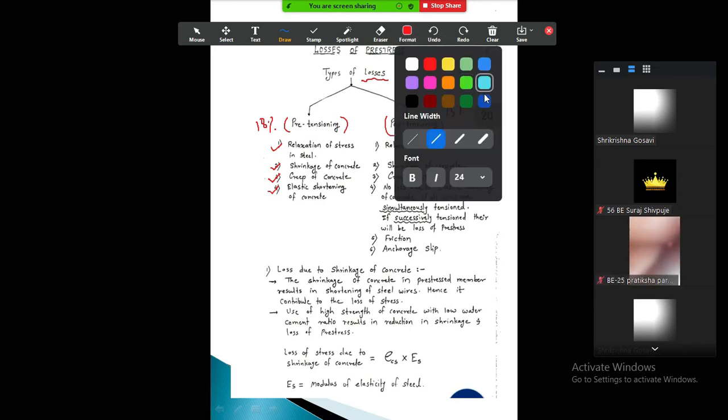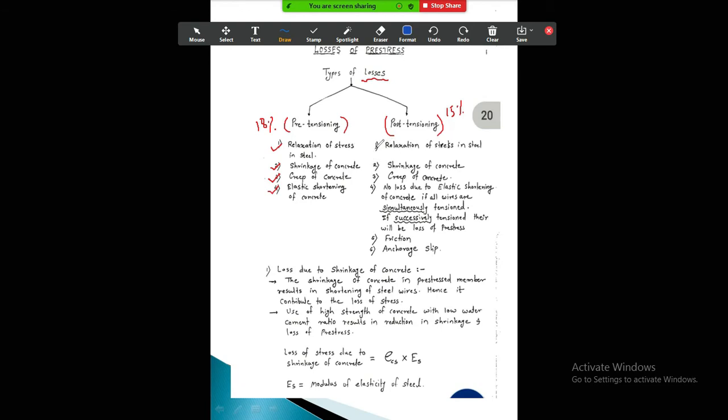Now for the post-tensioning members, the same losses are there: relaxation of stress in steel, the second is also the same, shrinkage of concrete, third, creep of concrete. Now the fourth loss, elastic shortening of concrete. There is no stress loss due to elastic shortening of concrete if the wires are simultaneously tensioned. If all the wires are tensioned at a time, then this loss due to elastic shortening of concrete is zero.